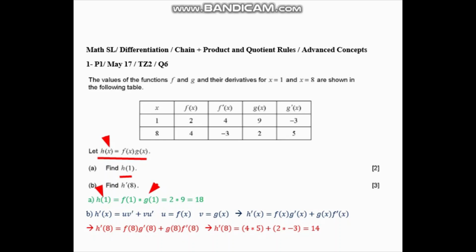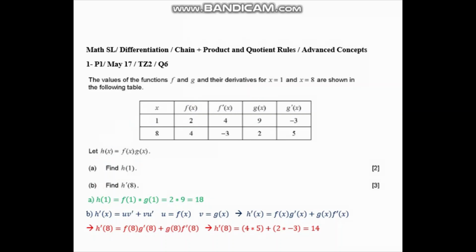Now, where can I find the values of f of 1 and g of 1? Well, you should know that f of 1 is actually the value of f of x when x equals 1. So that value is the 2 right there. What about g of 1? Again, that is the value of g of x when x equals 1. So the value is 9. I simply insert these two values into the equation and I multiply to get the value of 18.